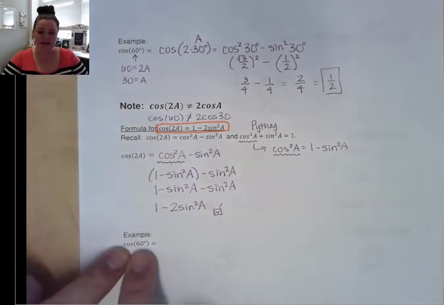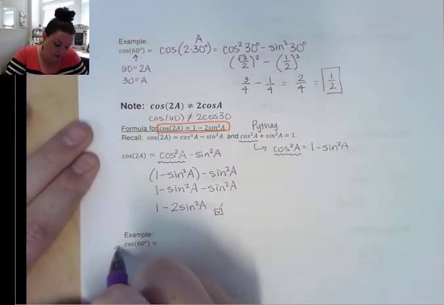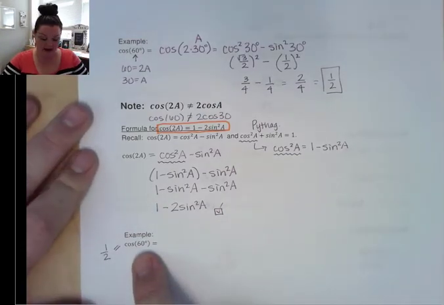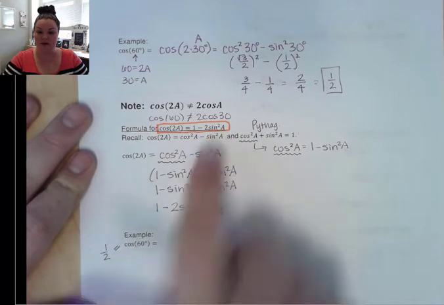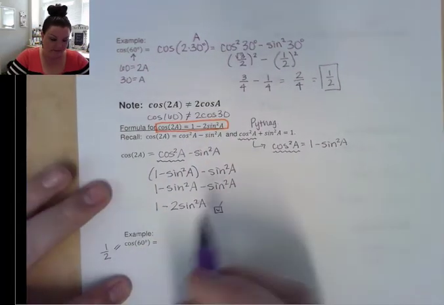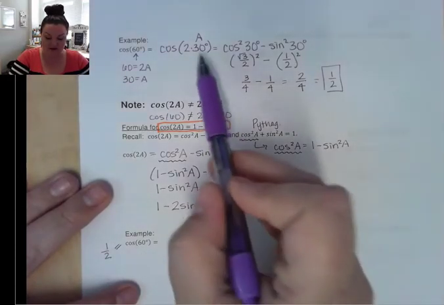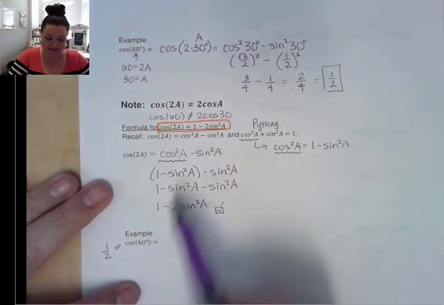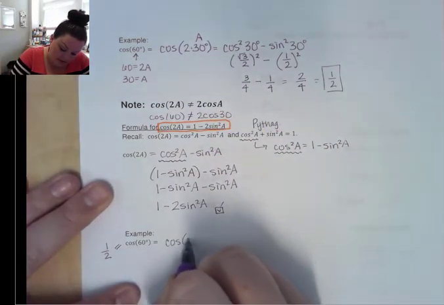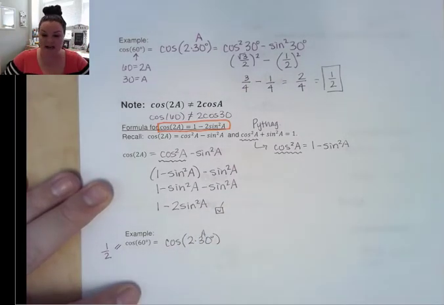Cosine of 60, we've already done this one. That's the same example we did before. So we already know that this should equal 1/2. But I want to verify that it equals 1/2 using this new formula that we've come up with. Our new formula says that if this is the same thing as 2 times an angle, just like our last example, we know that we can write 60 as 2 times 30. So this is the same thing as cosine of 2 times 30 degrees. So again, 30 degrees is our a.